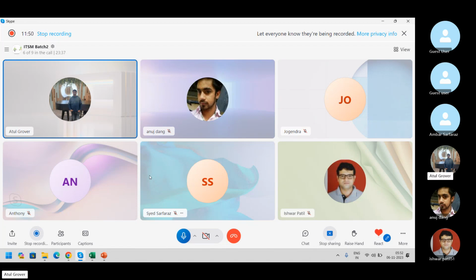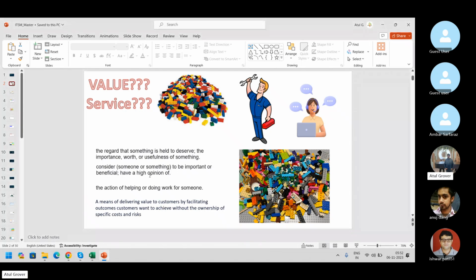Currently in this industry, everyone wants to achieve a value. We want to be a number one company by 2030. India wants to be in the top 3 economies of the world by 2030. This is the value they want to achieve. So now I can say that value is something which has deserved importance, worth or usefulness of something.